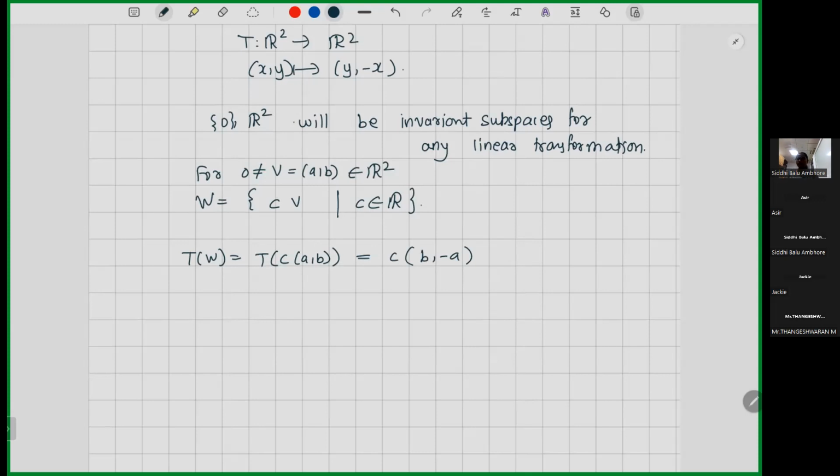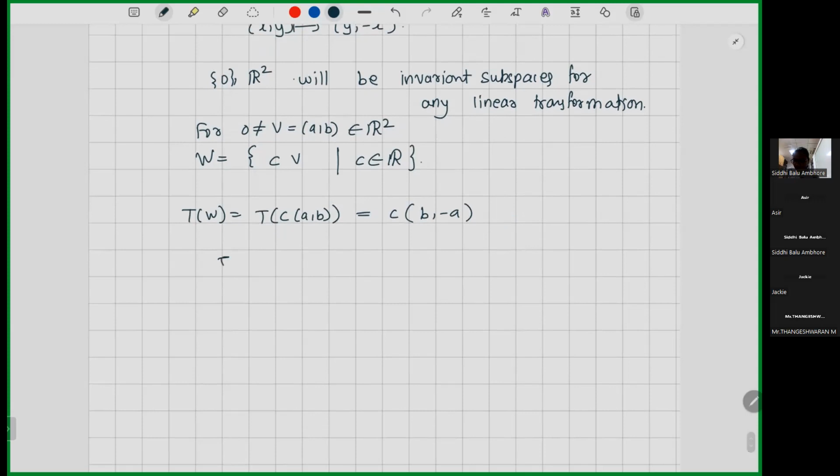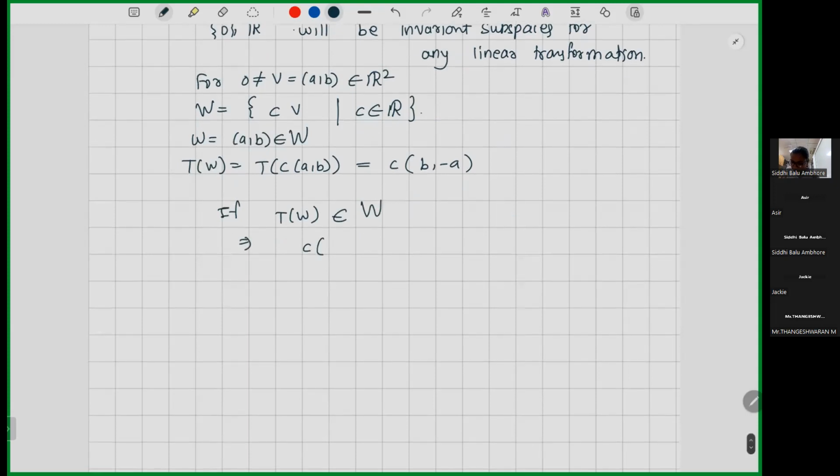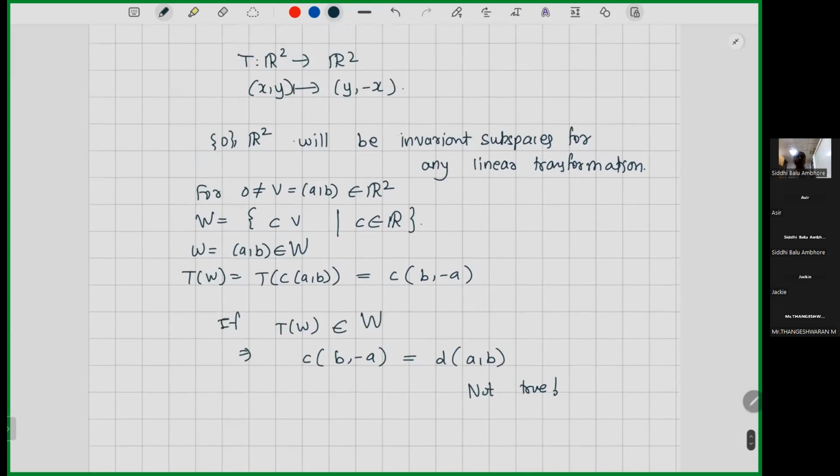And for this to be inside W, this is not possible, because if T of W is inside W, this implies that C times B comma minus A is some D times A comma B. And this is not true. You can check this. So this linear transformation gives that the only possible invariant subspaces under this T are the 0 space and V.